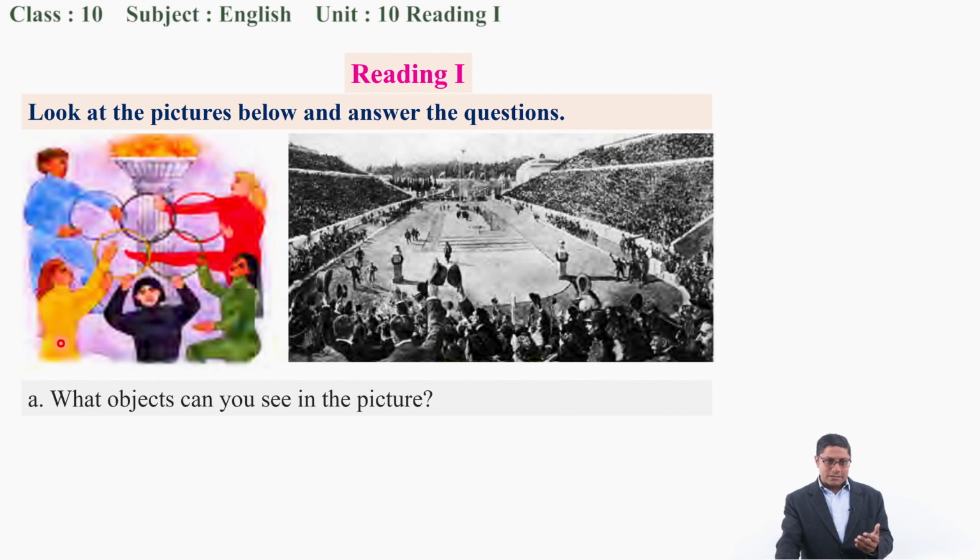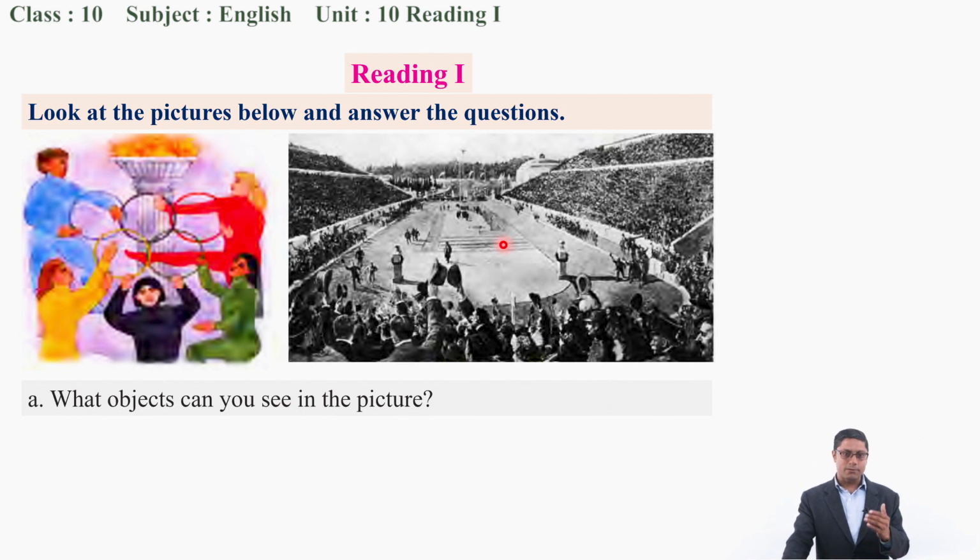So you can see the women in different colors holding the rings of different colors. You see how many rings are there? Can you count? Okay, certainly there are 5 rings. So 5 rings are there. 5 women are holding these rings. So there is a torch, and you can see the flame on the torch.